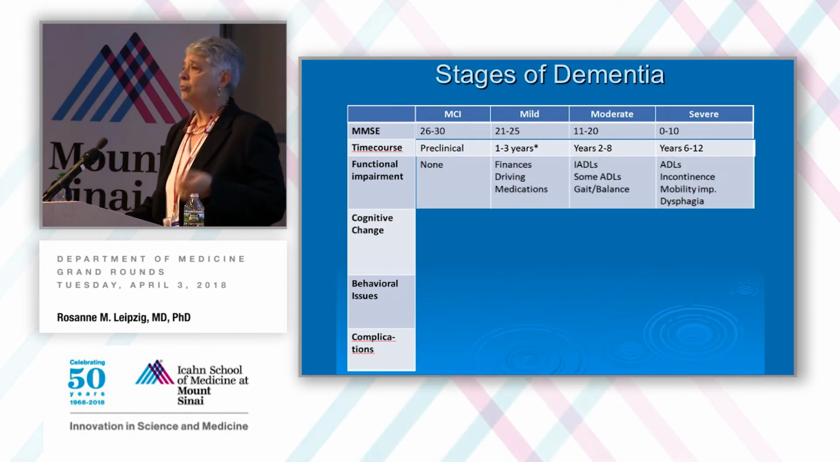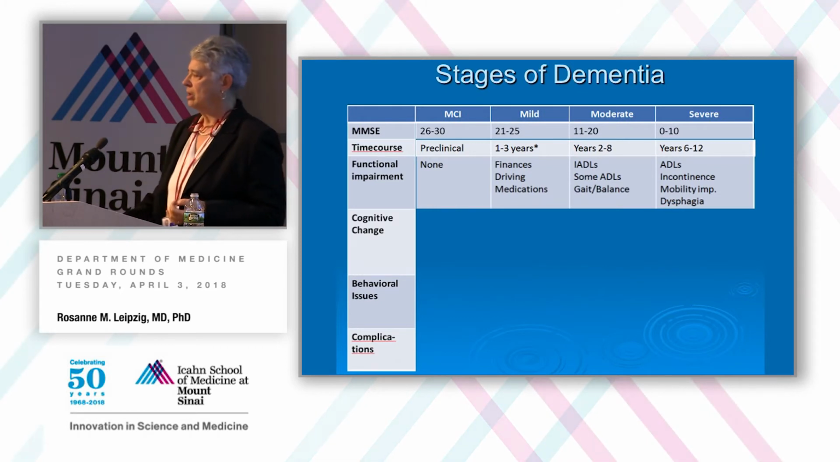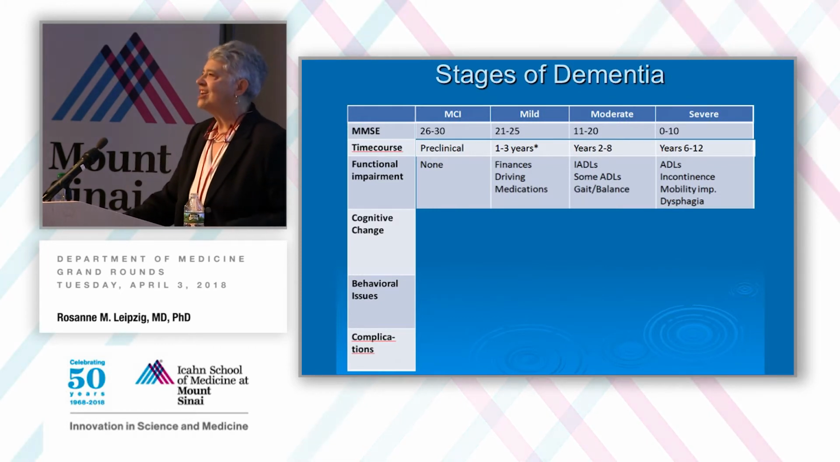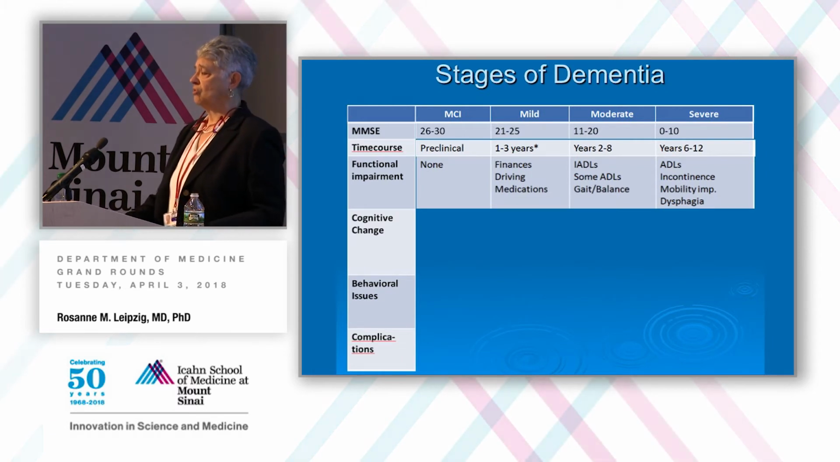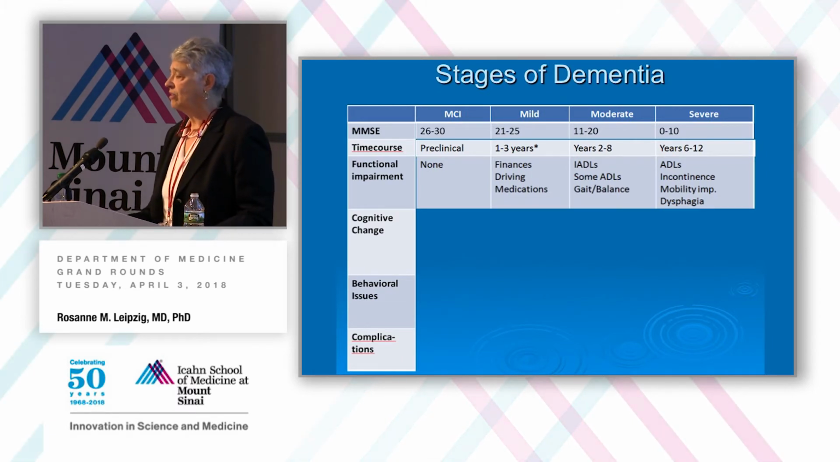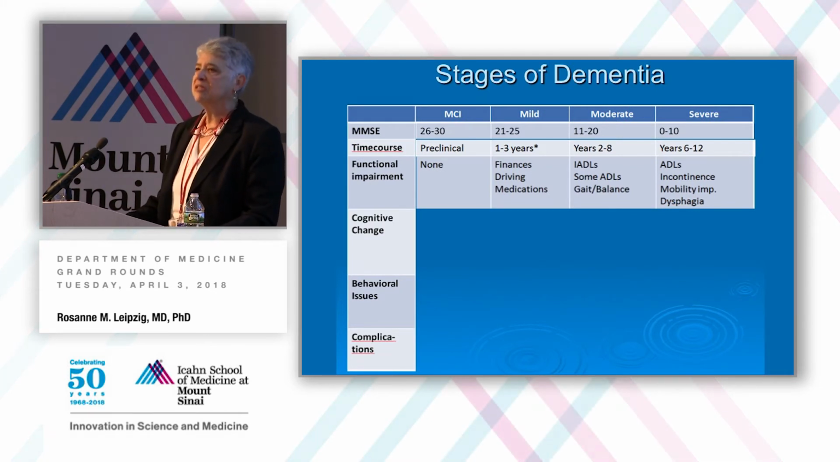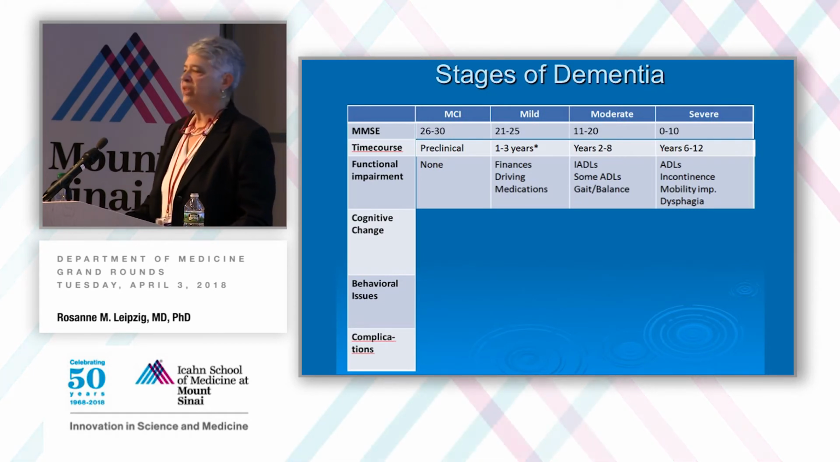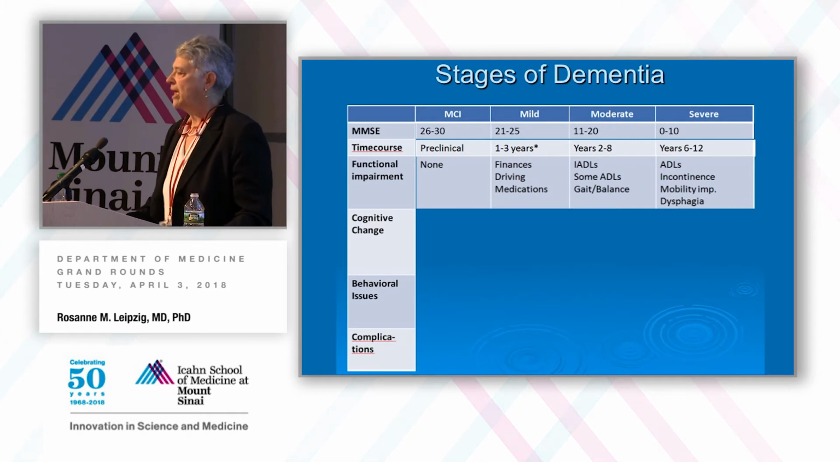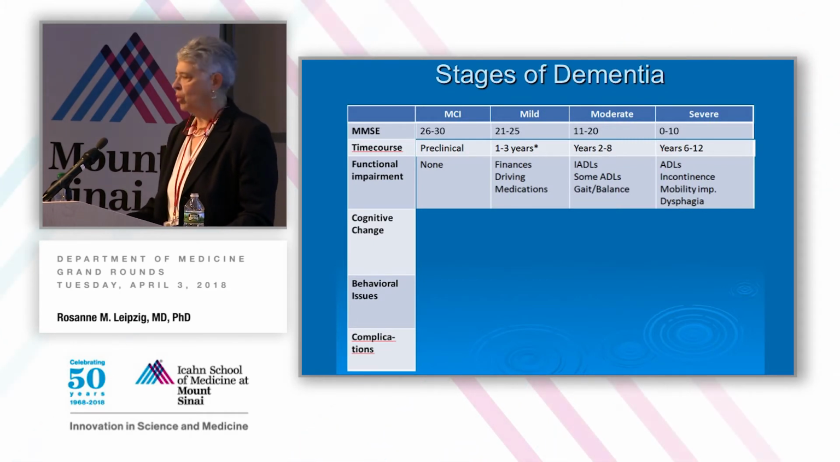So there's no functional impairment by definition for MCI. Mild are the IADLs, the instrumental activities of daily living. When you start hearing that somebody's having trouble with finances, driving, and medications, and there aren't other good reasons for it, think dementia. It's starting, okay? As it progresses, you start having trouble with gait and balance, more falls, and some of the ADLs as well.